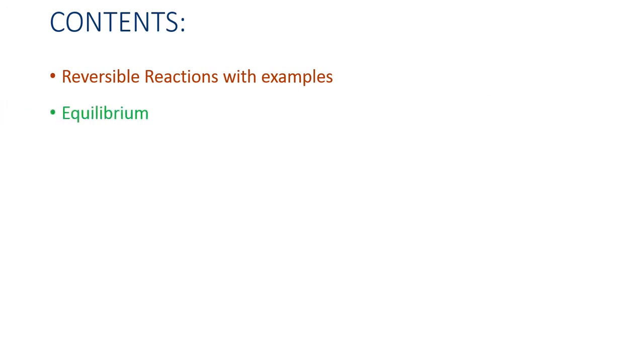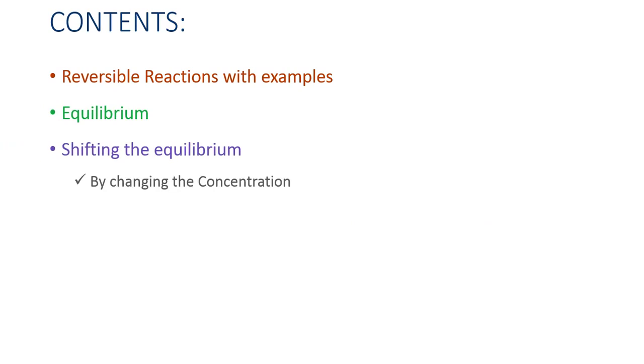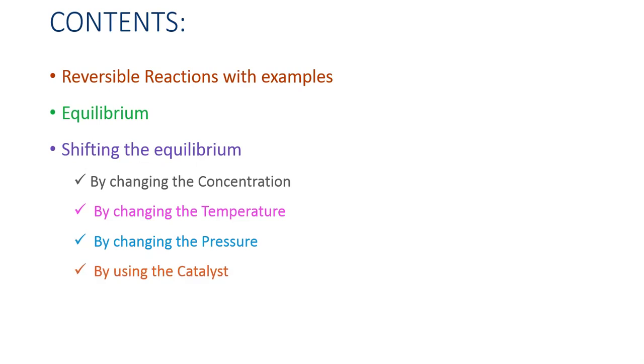In this chapter, we are going to learn reversible reactions with examples, equilibrium, shifting the equilibrium by changing the concentration, shifting the equilibrium by changing the temperature, shifting the equilibrium by changing the pressure, shifting the equilibrium by using the catalyst.